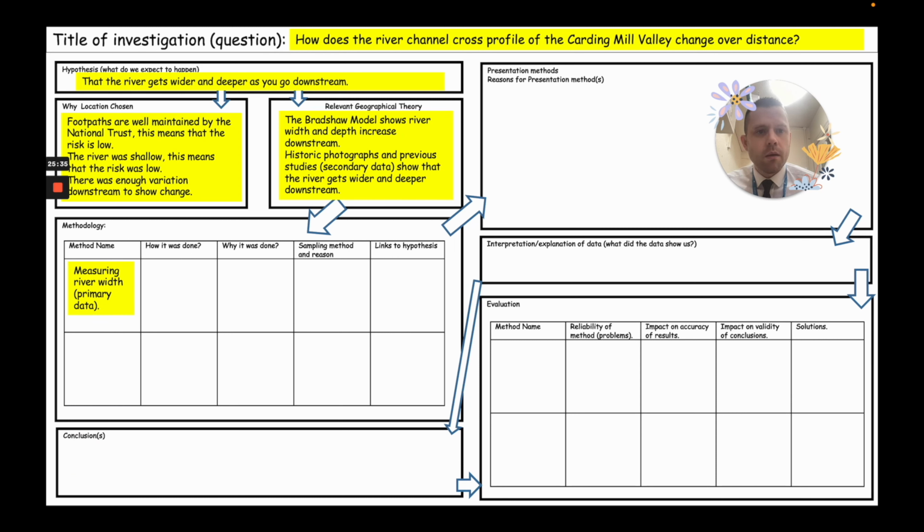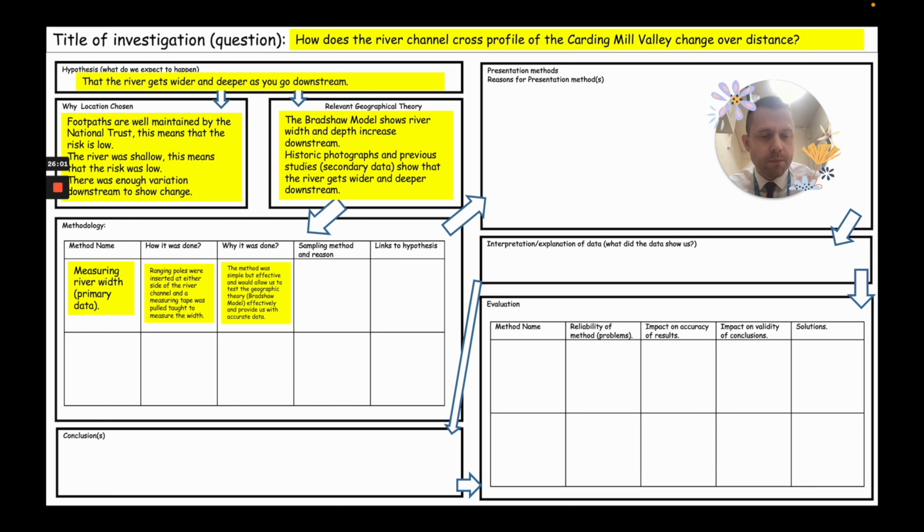Anyway, primary data method number 1, what we did. So we got ranging poles, those big red and white poles, and we put them at either side of the river channel. Okay? We then got a tape measure, pulled the tape measure across the river, pulled it taut, and we measured the width. All right, and we recorded that on our recording sheets.